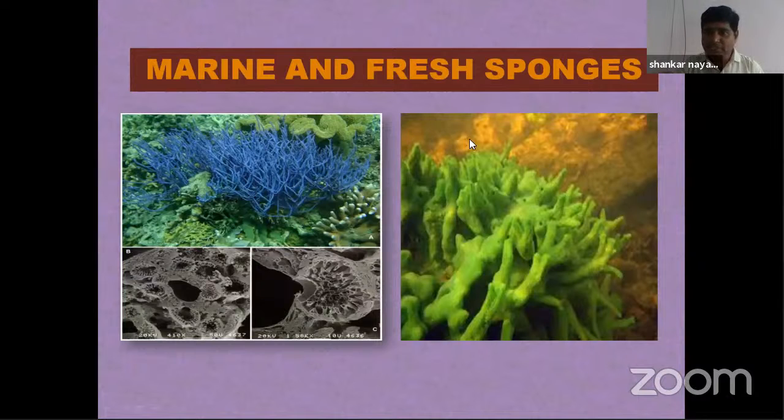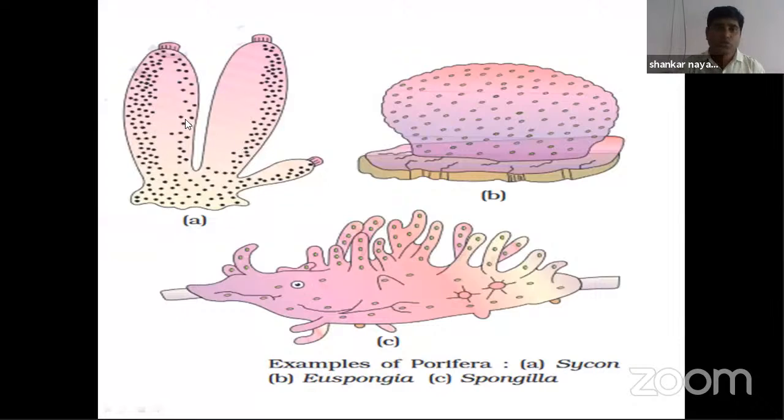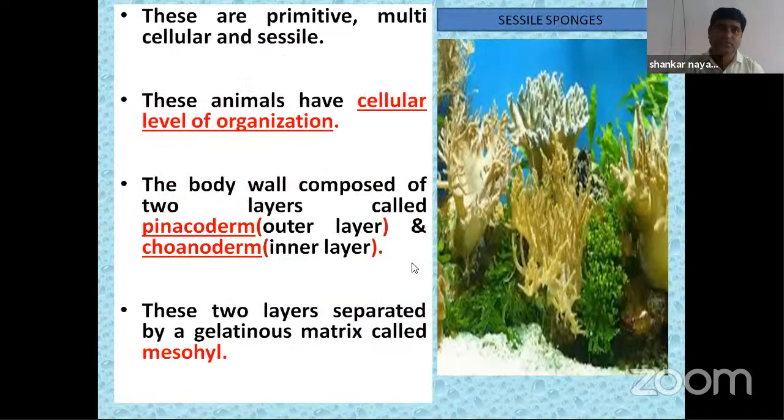See here, I have presented a few images for you. In the first two images, there are a few types of sponges. These sponges are marine water sponges. This green color sponge is a freshwater sponge. So these are the sponge diagrams which are given in our textbook. The first two sponges, Scypha and Euspongia, are marine water sponges, and the third one, Spongilla, is a freshwater sponge.